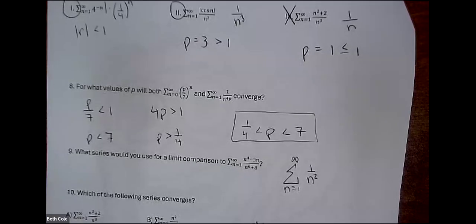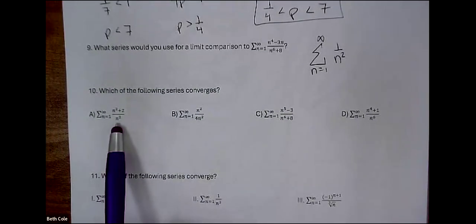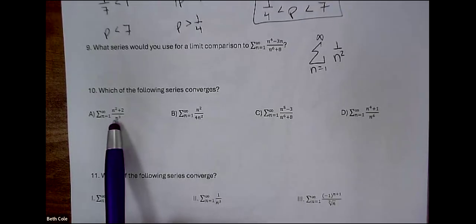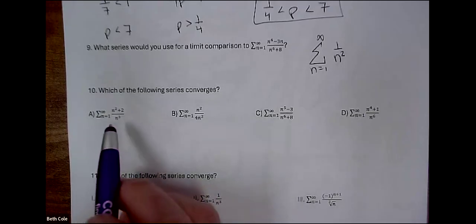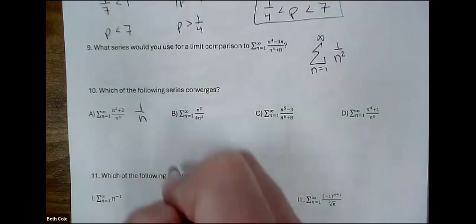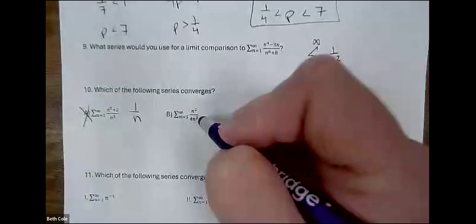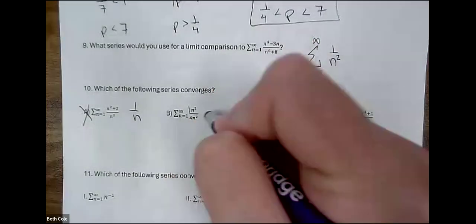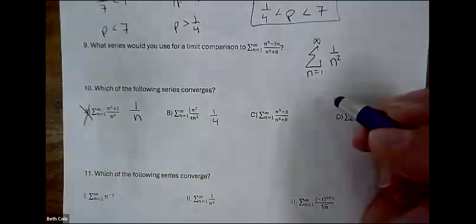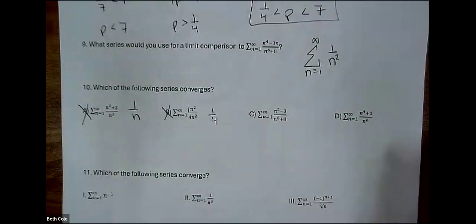So for number 10, which of the following series converge? So let's look at them one at a time. If you were to do an nth term test for this, you would get 0, which means no conclusion, so we're going to have to try something else. I would do a comparison test and compare that to 1 over n. That is your harmonic series that diverges. For this one, if you do an nth term test, it is going to go to 1/4, which is not 0, so that diverges, so we do not want that one.